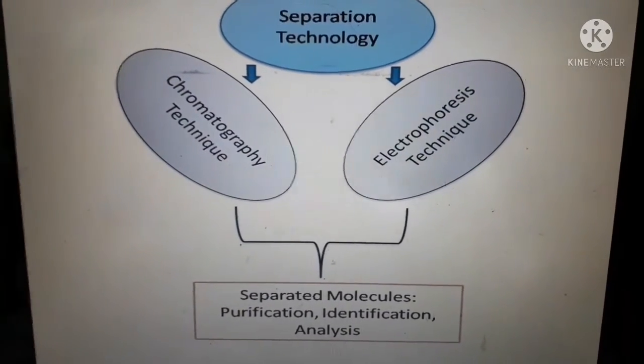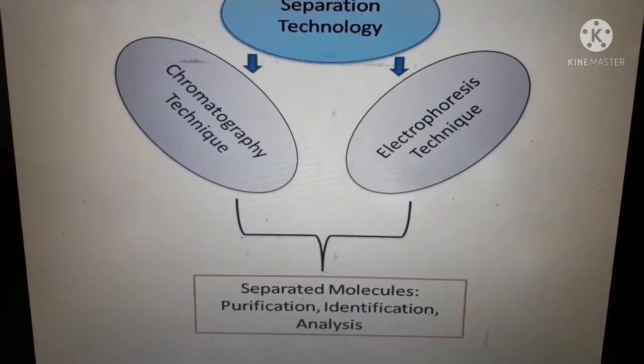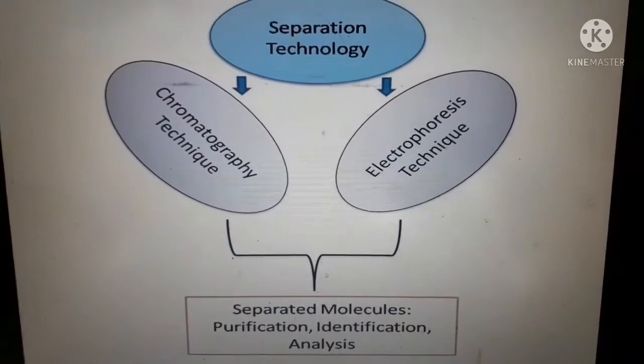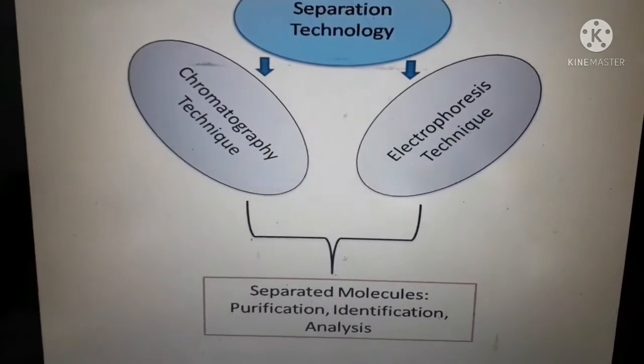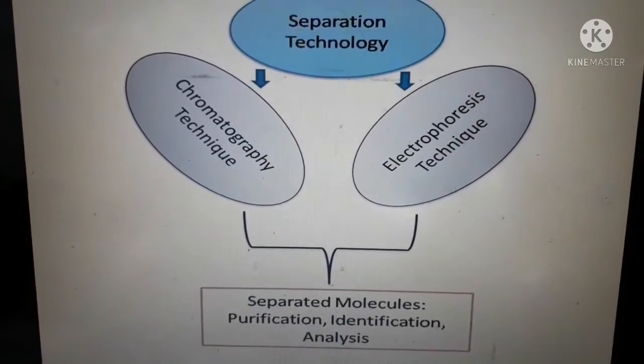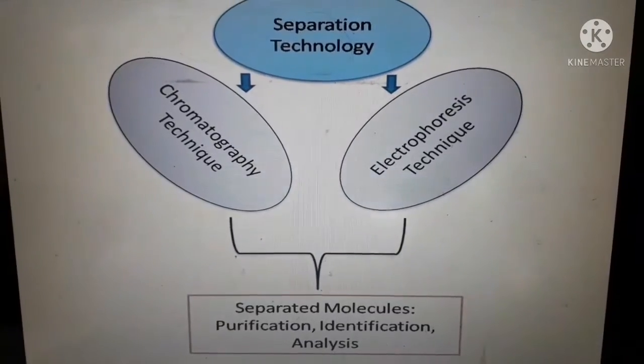So both are separation technologies which separate the molecules, can purify the molecules, and we can identify and analyze the molecules depending upon their differential properties which separate them from each other. Functionality may be different, structurally they may be different.